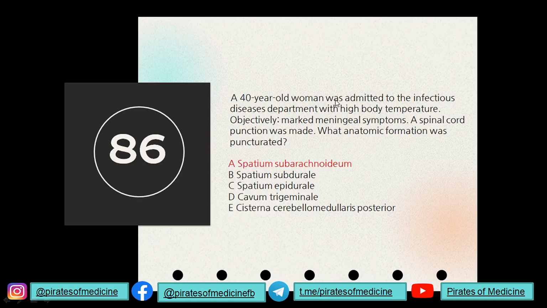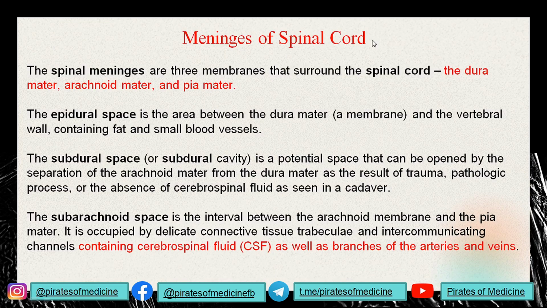86th question is that a 40-year-old woman was admitted to the infectious disease department with high body temperature. Objectively, there are marked meningeal symptoms. A spinal cord puncture was made. What anatomic formation was punctured? So, the meninges of the spinal cord, let's look at them because the question is related to them. There are three meninges in the spinal cord: the dura mater, the arachnoid mater, and the pia mater.